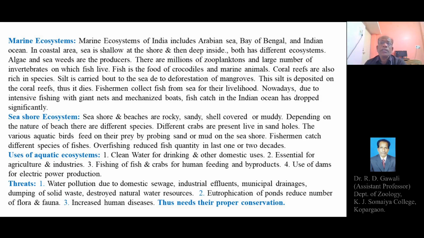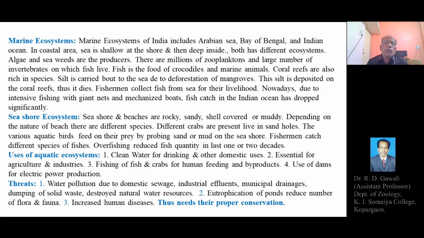Fishermen catch different species of fishes. So there are different types of fish organisms present in the sea water. We know there are certain varieties of good quality fishes like bangda, surmai, pomfret. There are also some important species like prawns and crabs, which are edible, and that can be caught by the fishermen from the sea region, seashore, or from the seas.